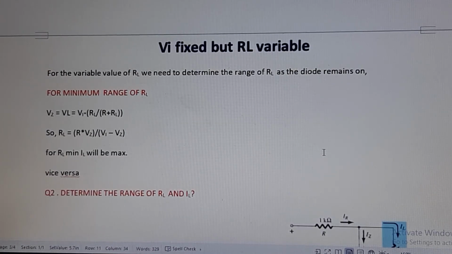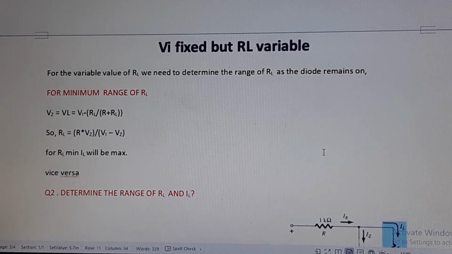That means in this case we have to determine the RL, and the Zener will be on and off because of this RL, and it has a maximum or minimum value for which the Zener will be on. RL will be minimum when IL is maximum, because R is equal to V by I, they are inversely proportional. So we have to determine the IL and RL.